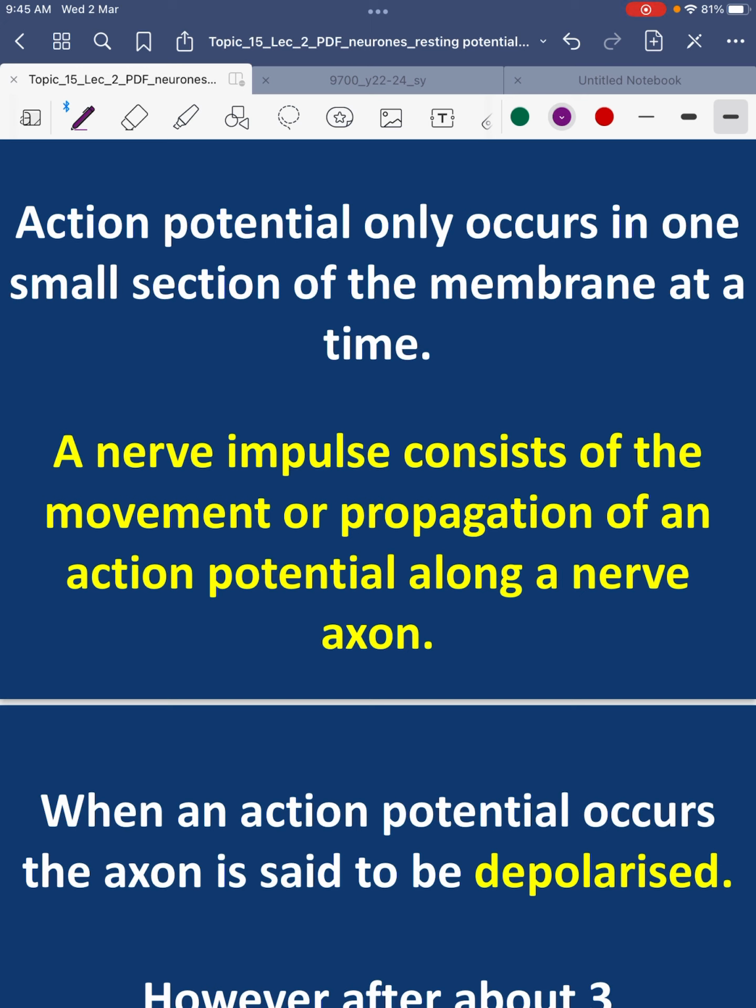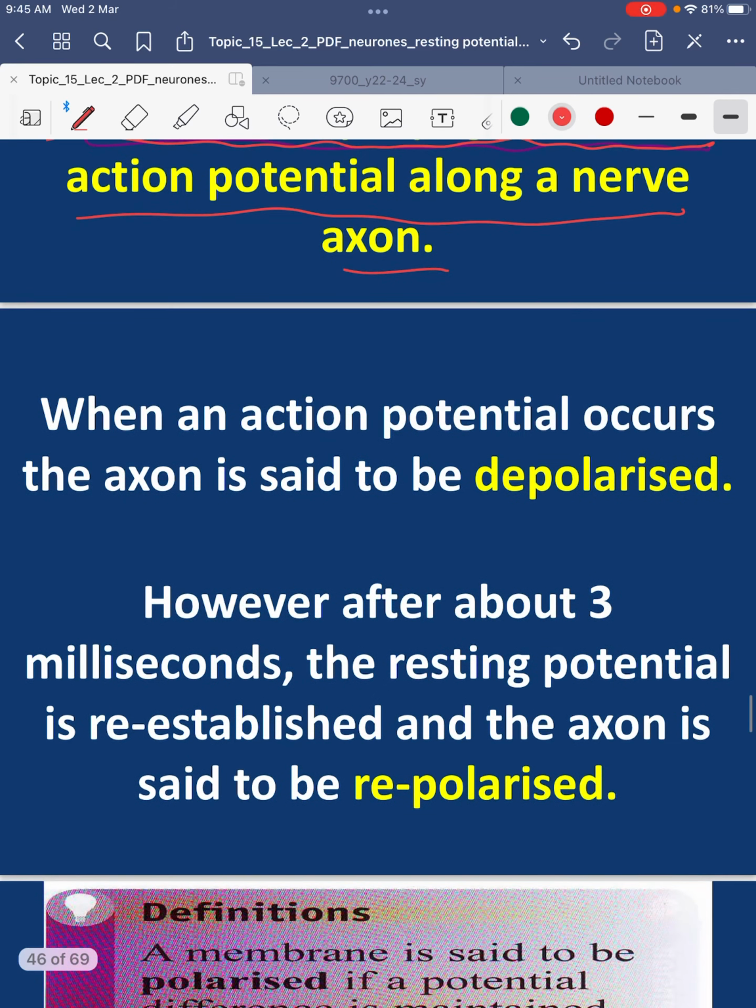a nerve impulse consists of the movement or propagation of action potential along a nerve axon. So this depends on whether it's myelinated or non-myelinated. When an action potential occurs, the axon is said to be depolarized. So the word depolarized is mentioned here. This is during action potential.